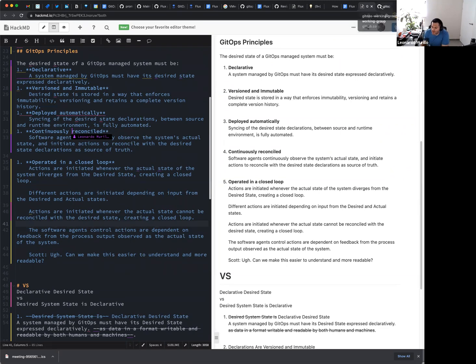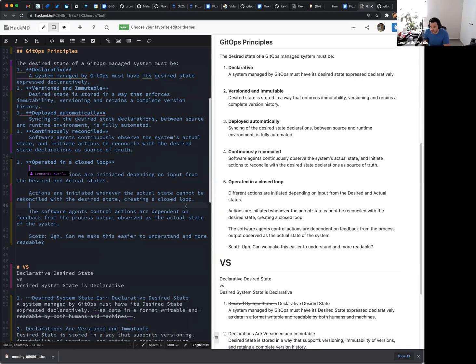I would just remove option number 1 because it's saying the exact same thing that principle 4 is saying. I'd get rid of that one. Different actions are initiated depending on input from the assigned actual state. What is it that we're trying to communicate with principle 5?